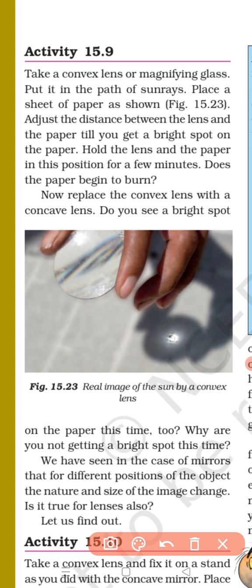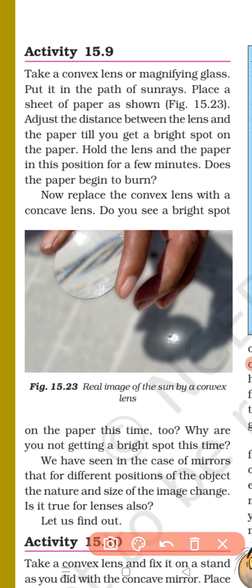You will see that you will get a bright spot on the paper. Adjust the distance between the lens and the paper. You will get a bright spot on the paper. Bright spot of what? Bright spot of the sun. The image of the sun is formed on the paper. Are you getting it? So hold the lens and the paper in this position for a few minutes.